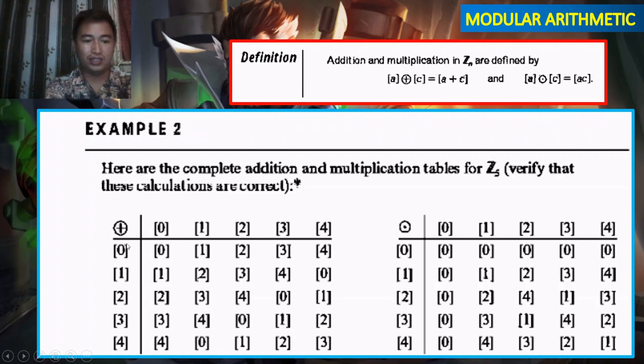To construct the table, first write the circled plus symbol and then 0, 1, 2, 3, 4, since we are in Z_5, so that is the equivalence classes from 0 to 4. These are the elements of Z_5, so up to 4. For the 0 row, we just copy 0, 1, 2, 3, 4, because adding 0 to any number gives the same number. So 0 is the identity.